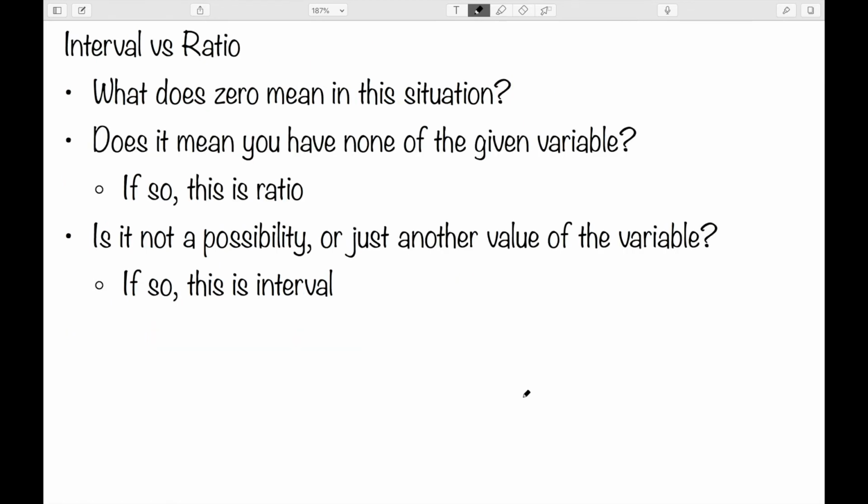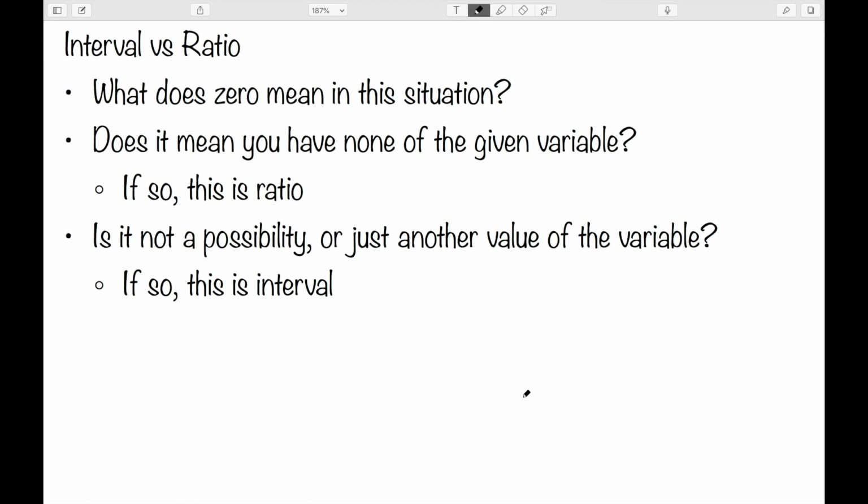And it can be really tricky to tell the difference between interval and ratio. The key to doing this is to start by asking, what does 0 actually mean in this situation? Does it mean that you have none of the given variable? As an example, height. If you have a height of 0, does that mean you lack height? And the answer is yes. So that would be an example of ratio.